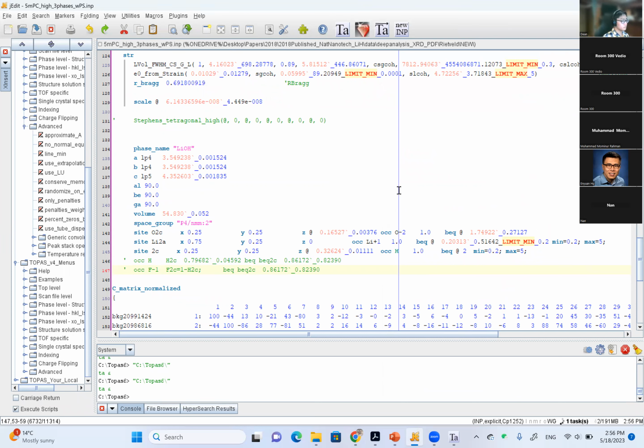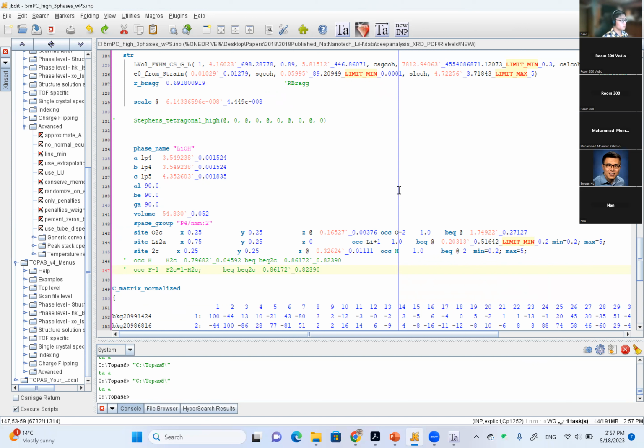Rietveld refinement is what we're doing here. It's called structural refinement, which means we count the intensities using the structure. Why is there a peak? Because we have this transition metal in this position, and it's giving rise to the intensity, right? So the intensity you see in the diffraction is related to your structure: what kind of atoms you have and where they are. So it's called structural refinement.